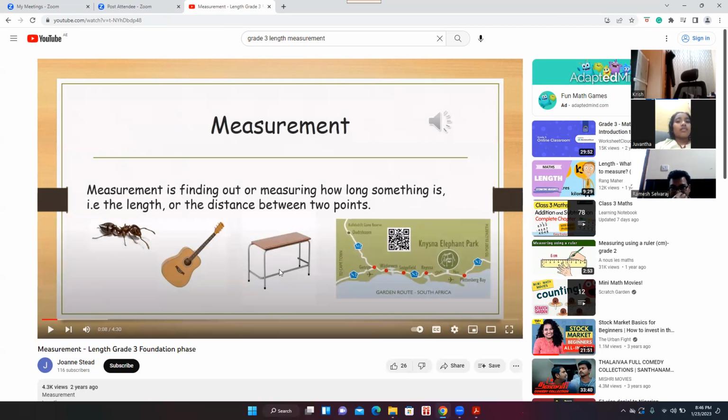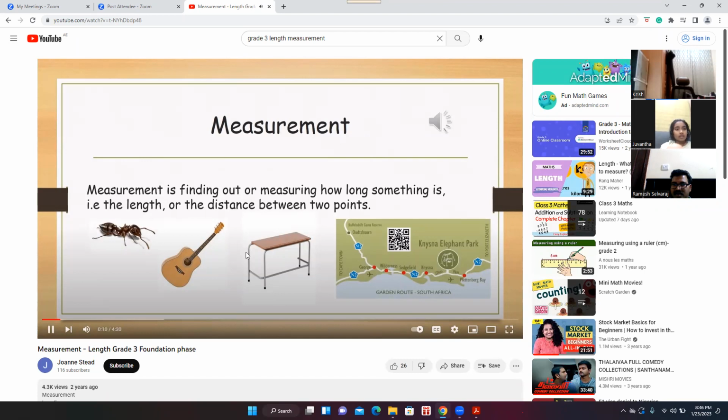Like we are measuring how long something is. This small ant is 1 centimeter long. This guitar is 100 centimeters long. This structure is 200 centimeters long. Like that, we are finding out the measurement of some object. That is called measurement.